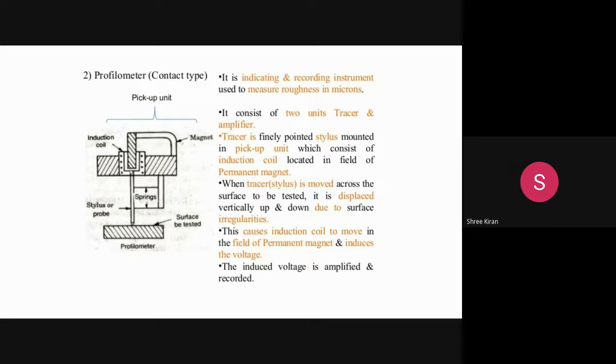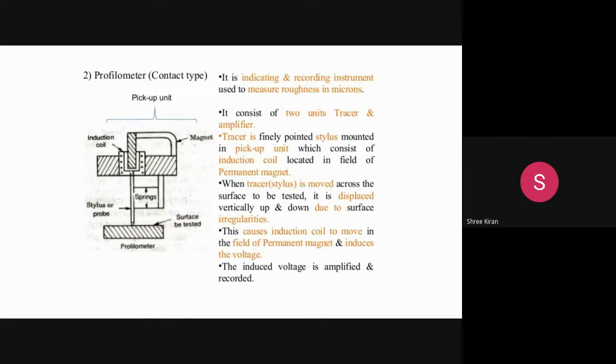So in the case of profilometers, it is mainly an indicating and recording instrument used to measure the roughness in microns. It consists of two units, tracer and amplifier. Tracer is a finely pointed stylus mounted in the pickup unit, which consists of an induction coil located in the field of permanent magnet.